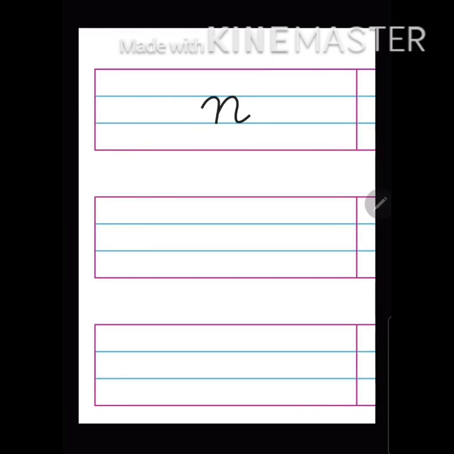Okay, children. Today we are writing the alphabet N. For this, do you have your pencil in your hand first? Okay. Now let's start. You start from the middle of the second and the third line in a slanting way.